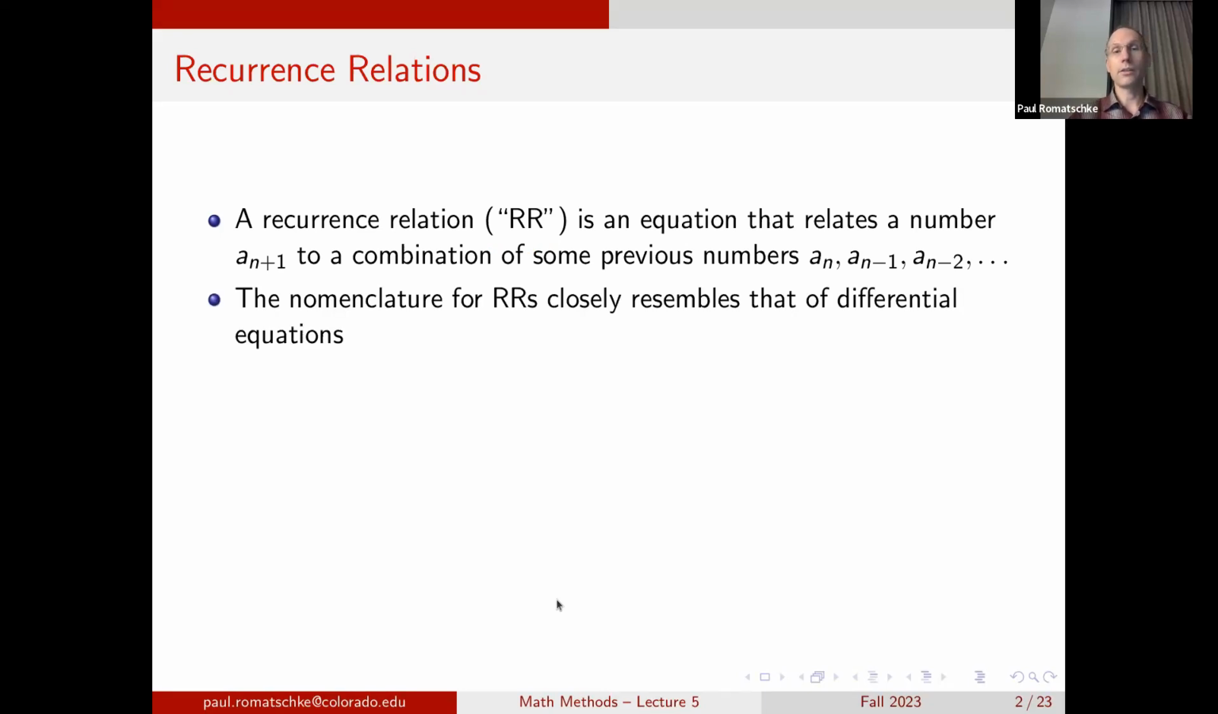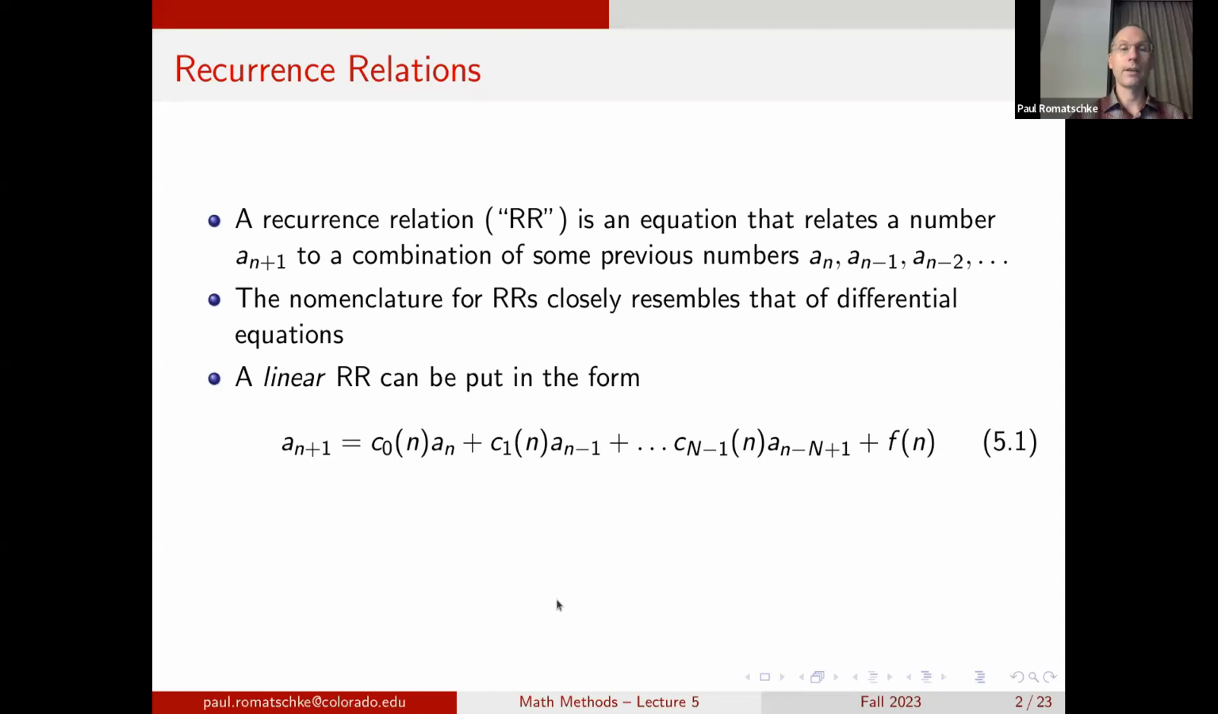The nomenclature for recurrence relations closely resembles that for differential equations that we discussed in earlier lectures. A linear recurrence relation can be put in the form shown in equation 5.1, where all of the numbers a_{n+1}, a_n, a_{n-1} appear linearly. All other recurrence relations are said to be nonlinear.